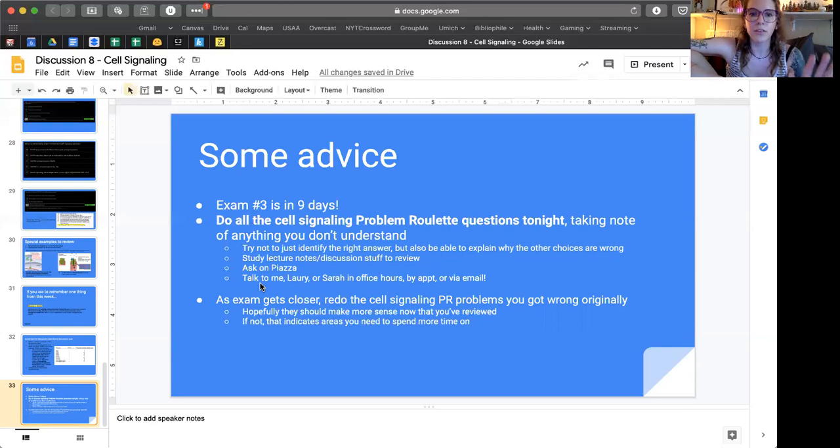I would start working on all of that, and then as the exam gets closer, redo those cell signaling problems that you were initially stuck on or got wrong. If you're able to do those easily after you've done this extra review, that's great. If you're still having trouble, that's an indication that you need to focus more time on that specific segment, or contact a GSI or professor so that we can help clarify that before the exam.